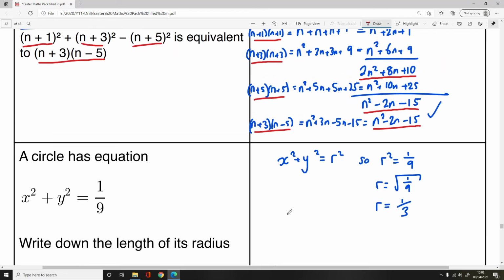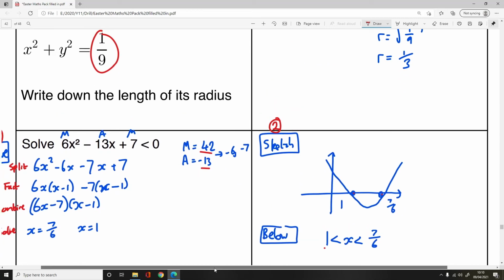Next one's a bit simpler. So a circle's got this equation. This is the formula that you should know. For a circle, x squared plus y squared is r squared. So this is our r squared, so we square root it and get the radius is 1/3. Remember, you can square root a fraction, if you didn't have a calculator, by square rooting the top and bottom separately.